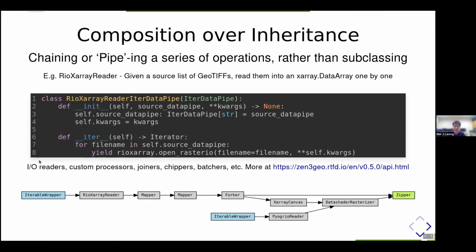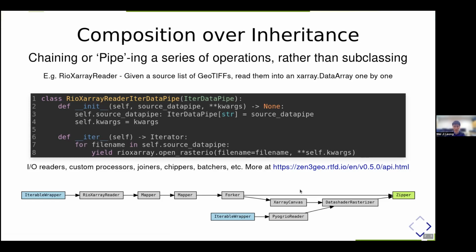So there are lots of different data pipes available. So not just input-output readers, but also custom processors, joiners, chippers, batchers. You can find more at this API link here, which I've linked to here.